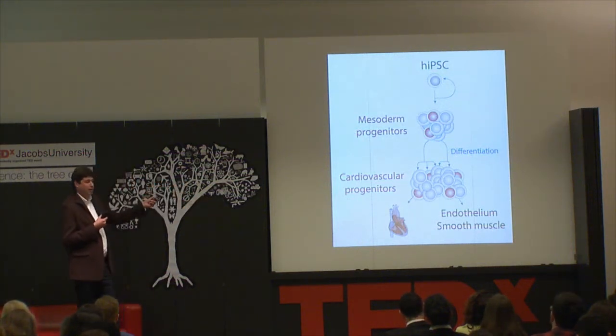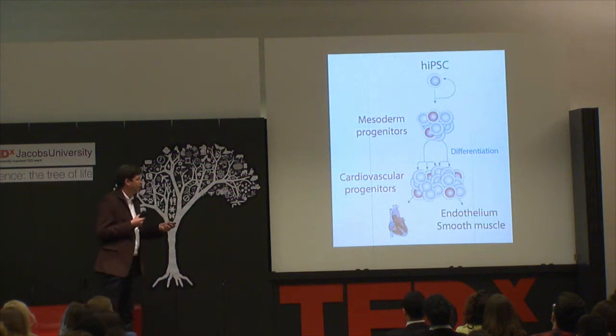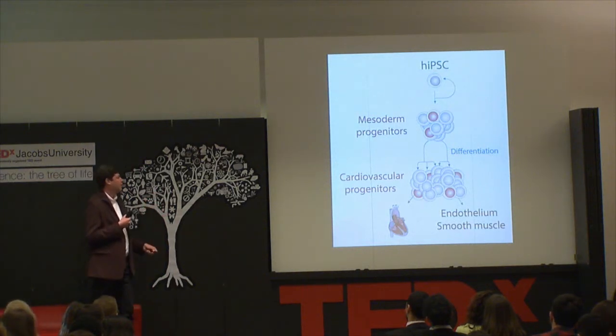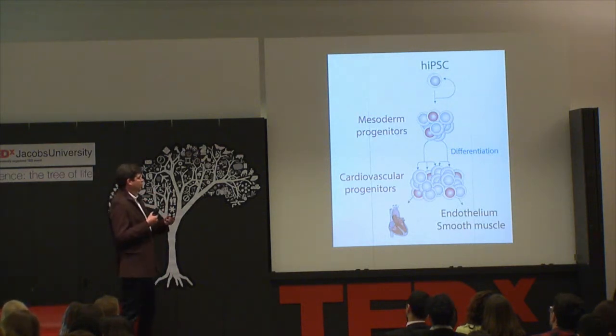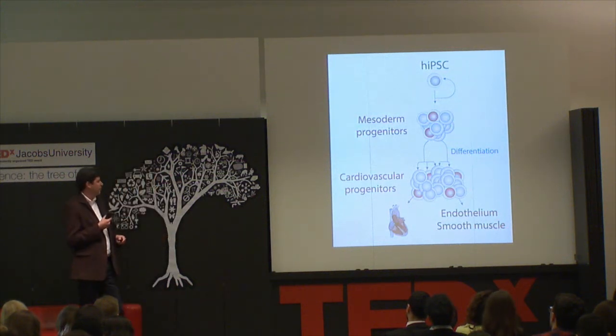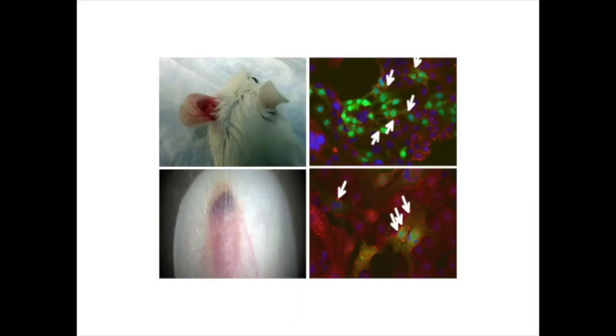Now, mesoderm is a funny name that you don't need to remember, of course. What you do need to remember is that mesoderm progenitors belong to this landscape of developmental progenitors, and the cardiovascular progenitors are derived from them. And cardiovascular progenitors may have important utilities in regenerative therapies, because cardiovascular, of course, means that they belong to the heart lineage. So I would like to describe now an experiment that demonstrates the regenerative capacity of these progenitors.